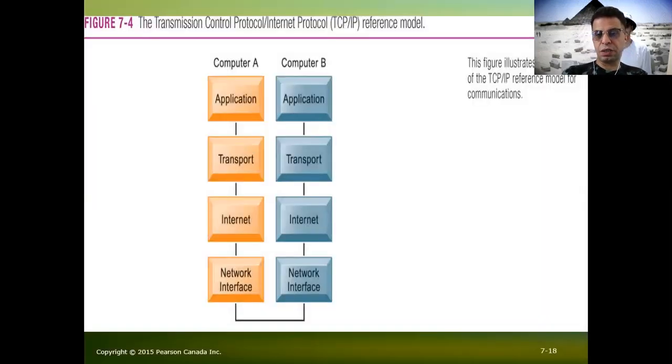So each message will be set up, let's say from computer one, with an application, a transport, what you call the internet, and a network interface. And these have similar layers in order for them to communicate back and forth.